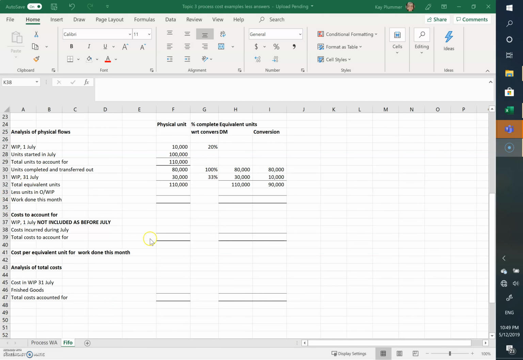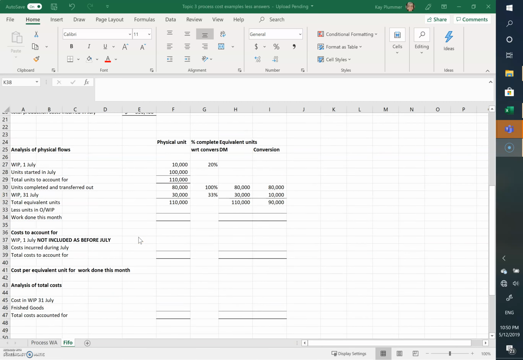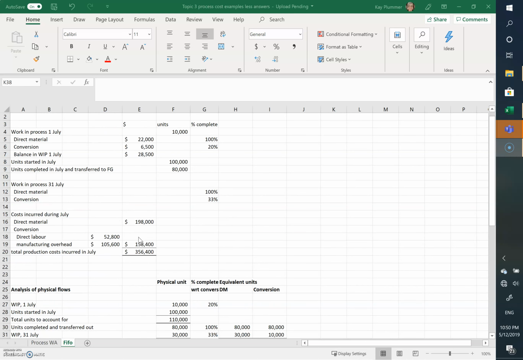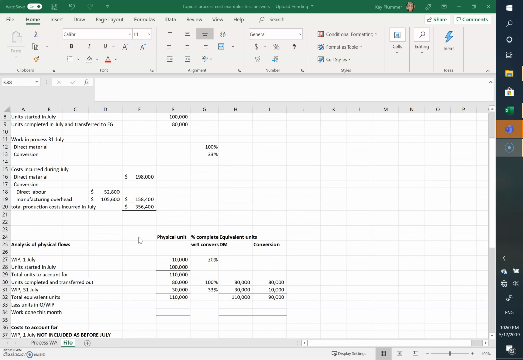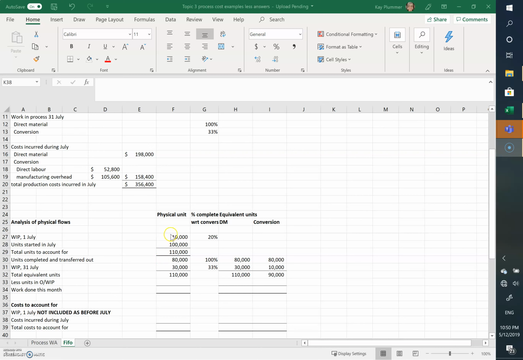Now this is the same data, but where you're doing the first in, first out method. So you can see that all the data is the same. Because the data is the same, the physical units are the same. So I won't go over this. We did this in the weighted average cost video. What we do have to do though is deduct the units in opening work in process.